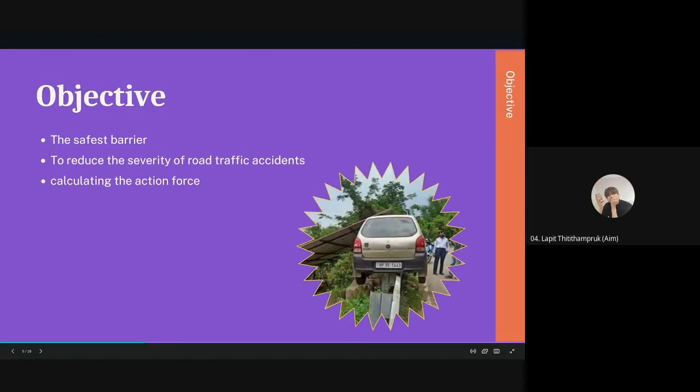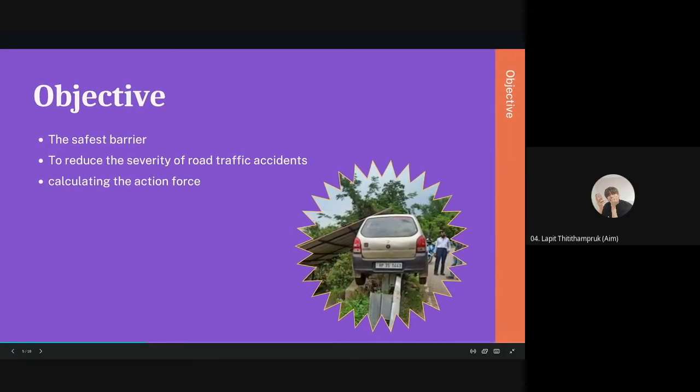And next, the objective. We do this research because we aim to observe which material is the safest barrier in order to reduce the severity of road traffic accidents by calculating the action force. So this report presents a discussion on the optimal choice of the material of the barrier.